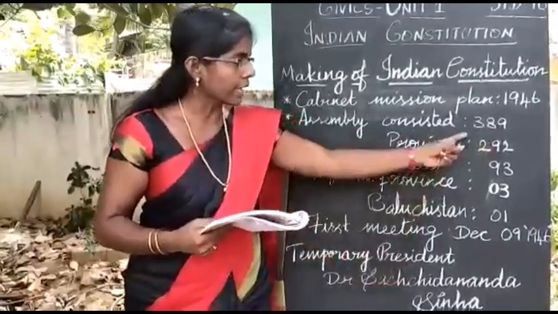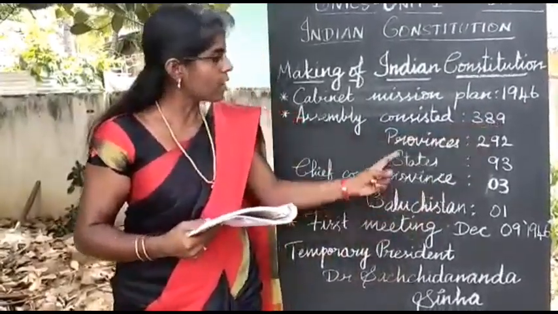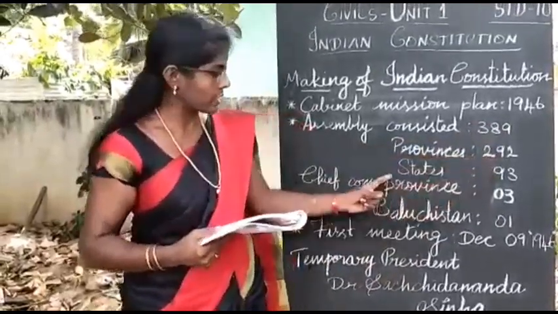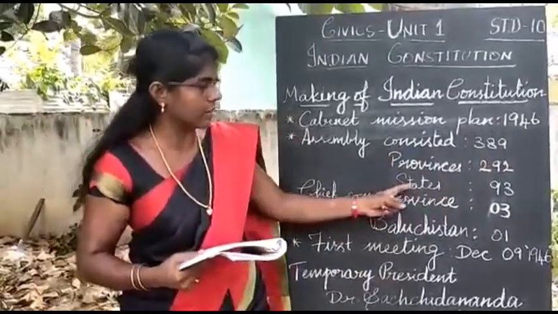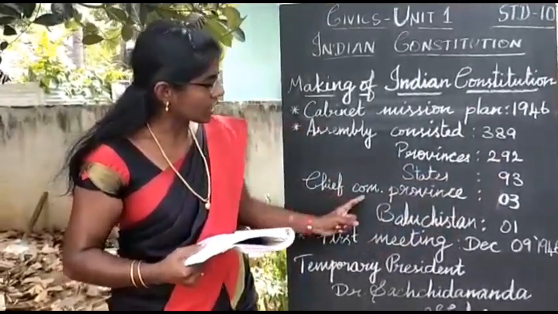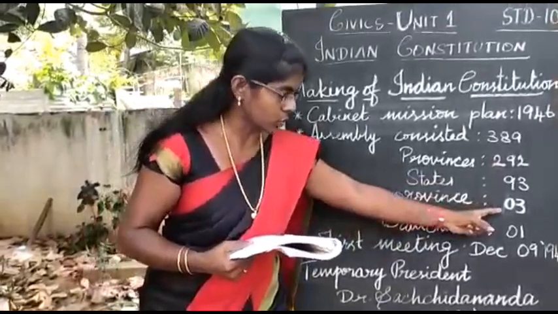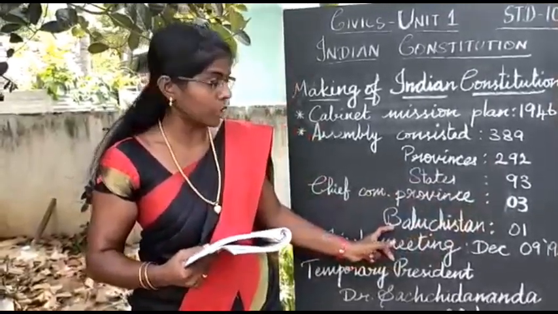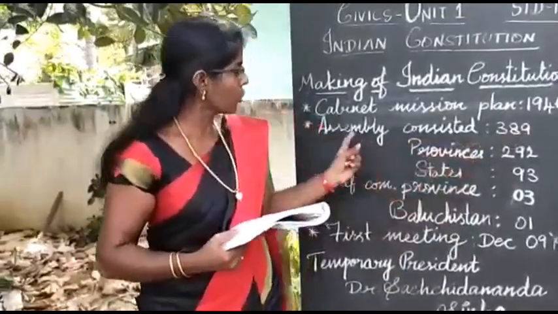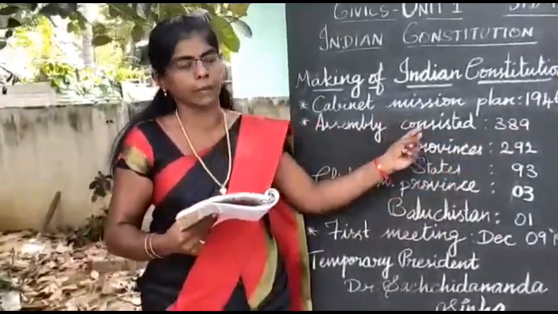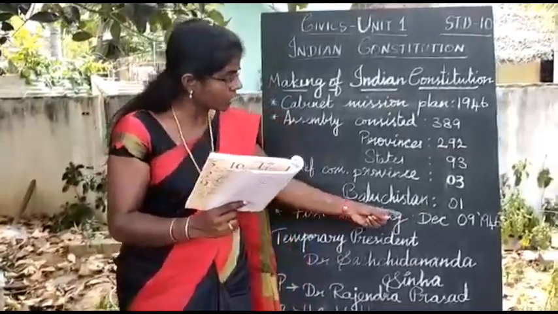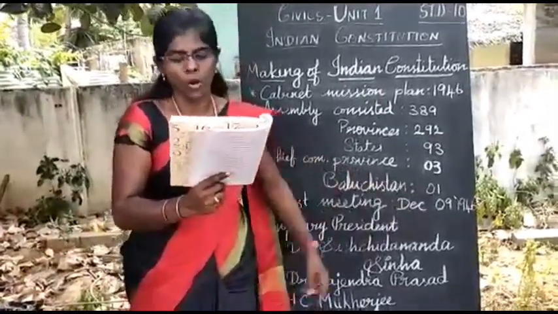389 members. Of these 389 members, 292 were from the provinces, and the second group from the states level was 93 members. Fourth, Chief Commissioner's provinces, number 3. The last one is from Baluchistan, number 1. So altogether 389 members made up the assembly. This assembly held its first meeting on December 9, 1946.